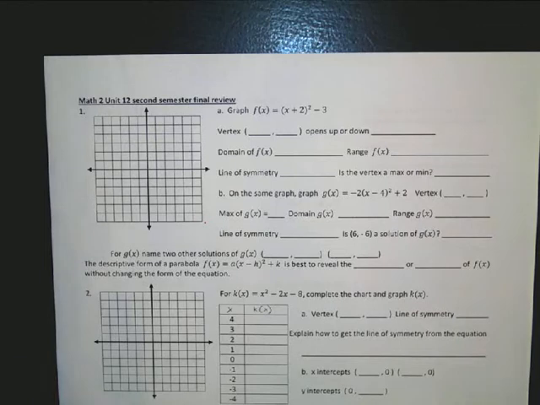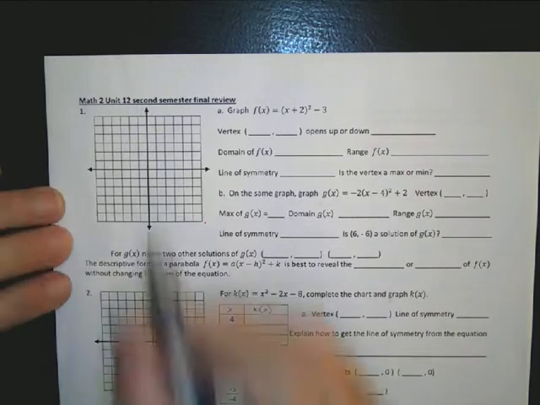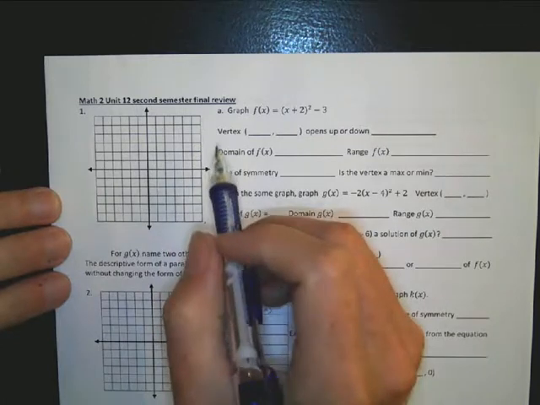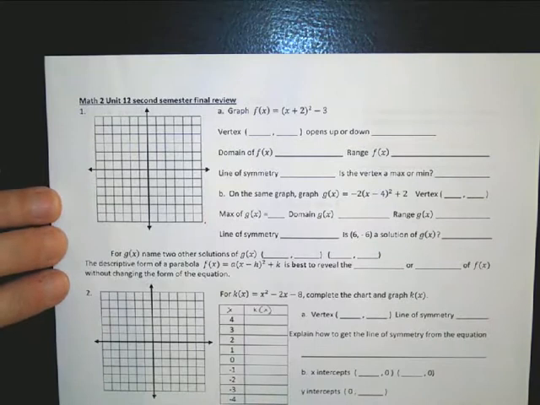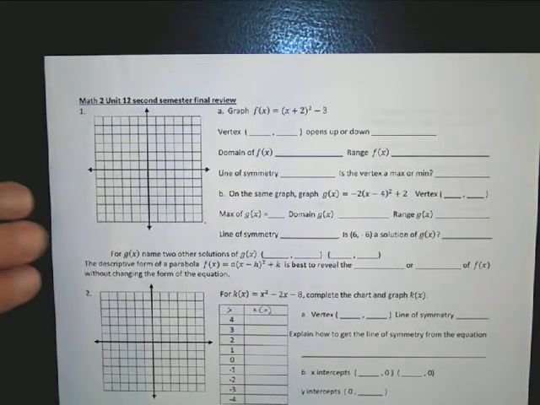All right, this is Math 2, Unit 12, second semester final review. We're going to go over this worksheet. There are 3 pages to this unit itself. It's a lot on here. We did Unit 12 over the course of 2 different units. We had 12A and 12B.